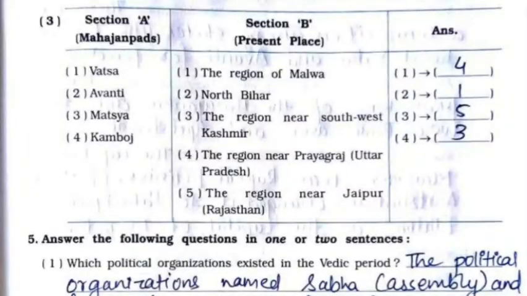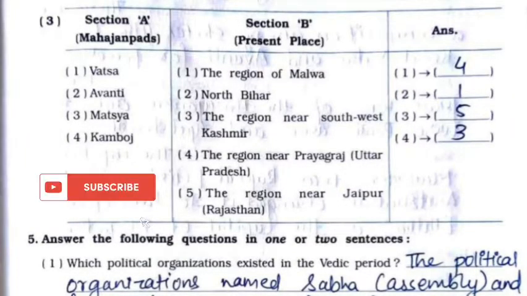Now the third part of match the following. First one, Vats, it's option number 4, the region near Prayagraj, that is Uttar Pradesh. Second, Avanti, it's option number 1, the region of Malwa. Third, Matsya, it's option number 5, the region near Jaipur, that is in Rajasthan. And fourth, Kamboj, it's option number 3, the region near southwest Kashmir.